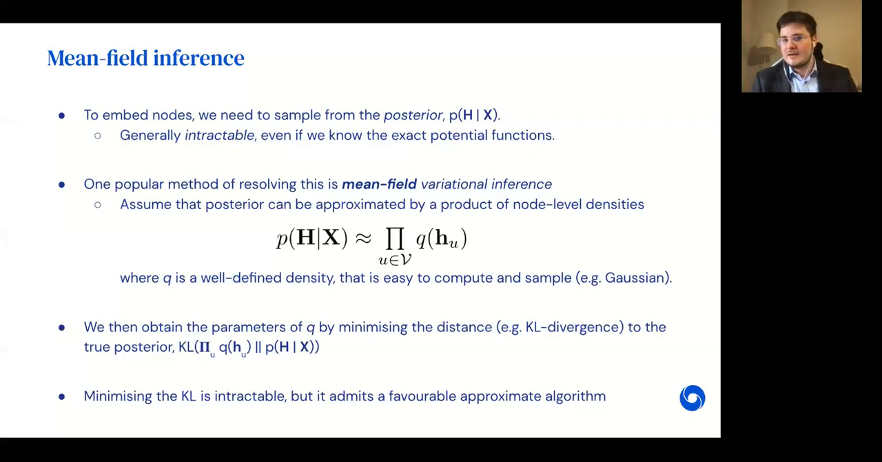it properly. And one popular method that resolves this is so-called mean field variational inference, where you assume that the posterior can be approximated by a product of these node level densities Q, which are specified for every node in isolation, and they're well-defined and easy to compute and sample from, such as, say, a Gaussian distribution. And then we can obtain the parameters of Q by trying to minimize the KL divergence or some other notion of distance to the true posterior p of h given x. Now, minimizing this KL is intractable, but it does admit a very favorable approximation algorithm.